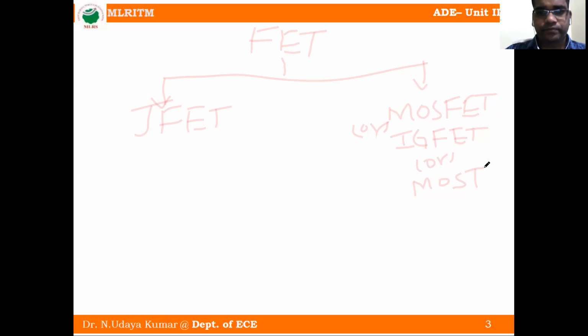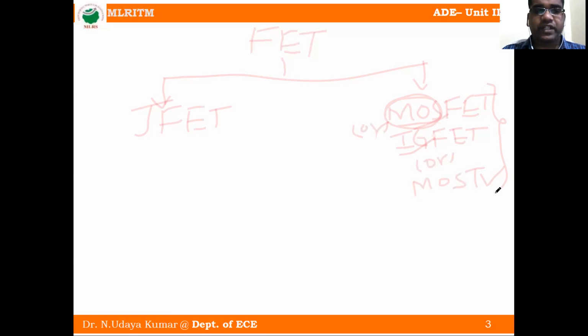And MOST means metal oxide silicon transistor. Here MOSFET means metal oxide semiconductor field effect transistor, IGFET means insulated gate field effect transistor, and MOST means metal oxide silicon transistor. So all are the same. FET can be categorized into two types: one is JFET, junction FET, the other one is MOSFET.